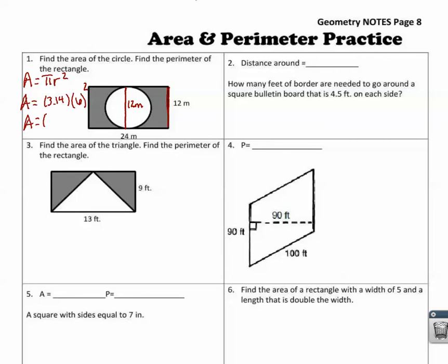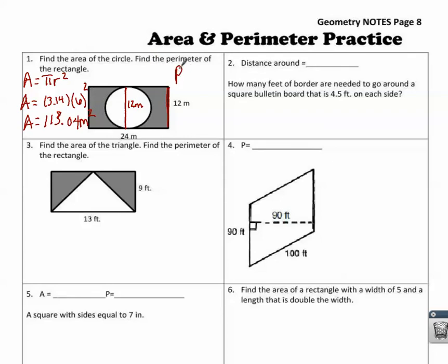And this will give you 113 and 4/100 meters squared. Remember, area, you're always going to have your units squared.